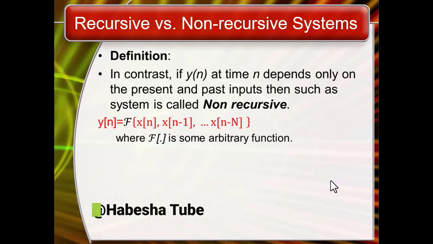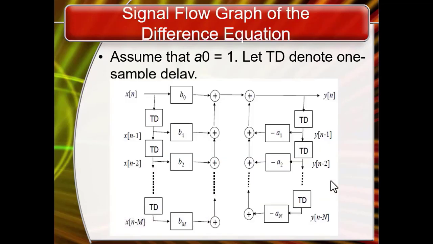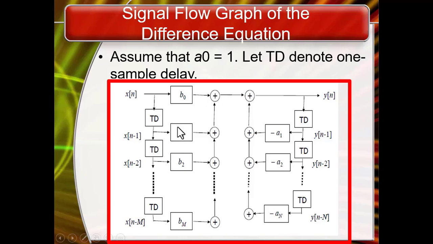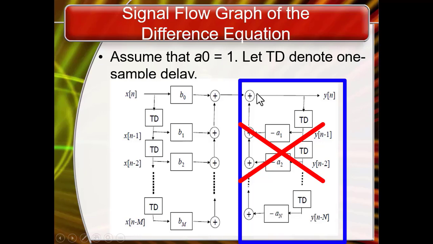In contrast, non-recursive discrete time system is dependent on present as well as past inputs only, but is not dependent on past output. So this is the signal flow graph of the difference equation. This is for a recursive system. So it is dependent on present input and past inputs, as well as on past outputs also. Had this block been absent, it would be a non-recursive discrete time system.